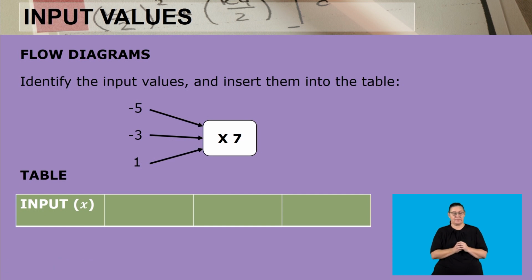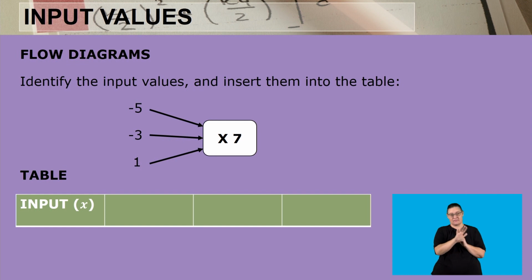Now, again, we are supposed to identify those input values and represent them in our table. Looking at this flow diagram, again, it is incomplete, but we can see that the rule we are given is to multiply by 7. So what number are we going to multiply by 7? That is the input value. In this case, we have been given a -5 as the first input value. That would be the one that goes first into our table, under the input values, where the input values are supposed to go. The next input value is the -3.